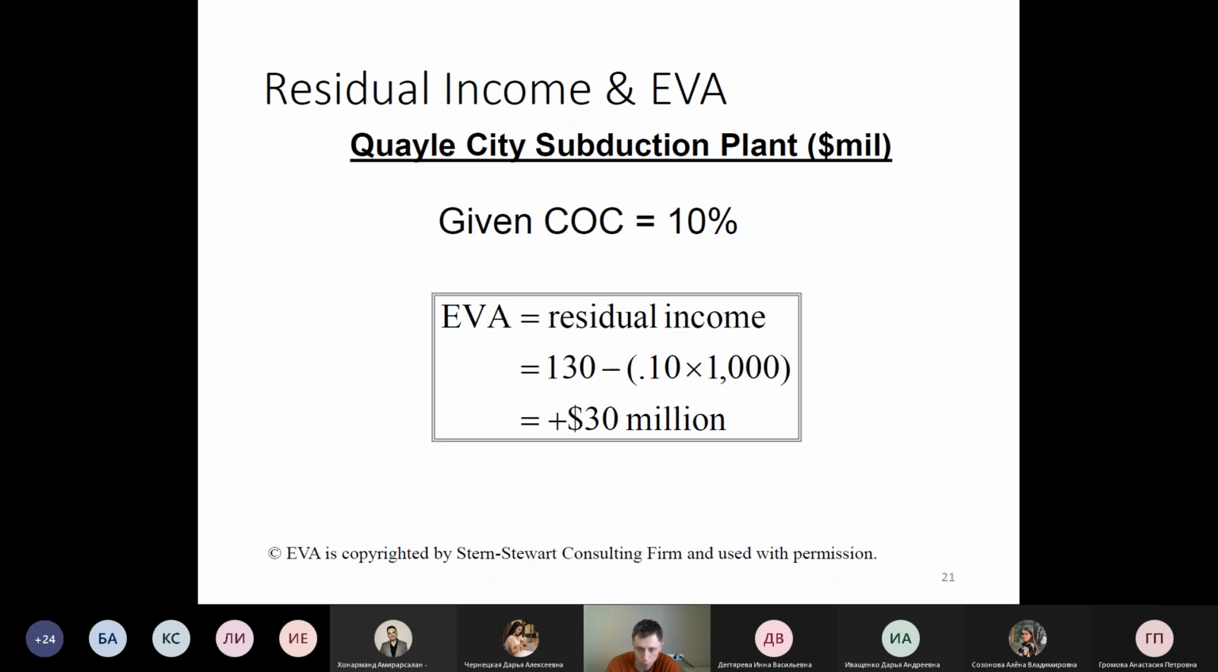So we have the profit that the firm generated. We subtract the cost of capital by multiplying the cost of capital by the total assets of the firm. The difference would be economic value added. So this is the result that we achieve by having superior performance over the competitors.